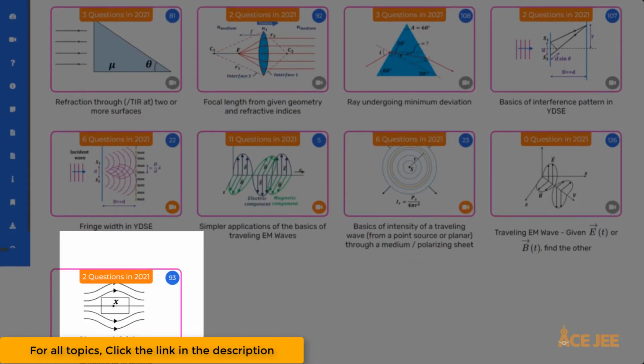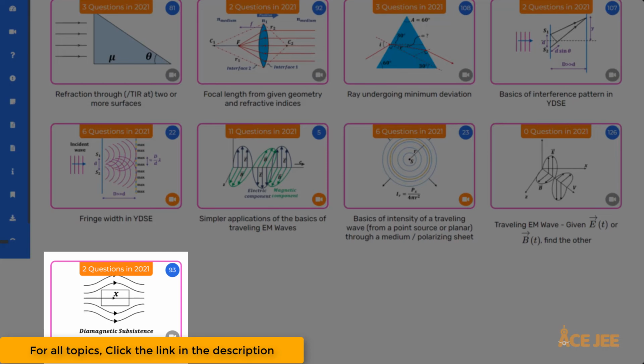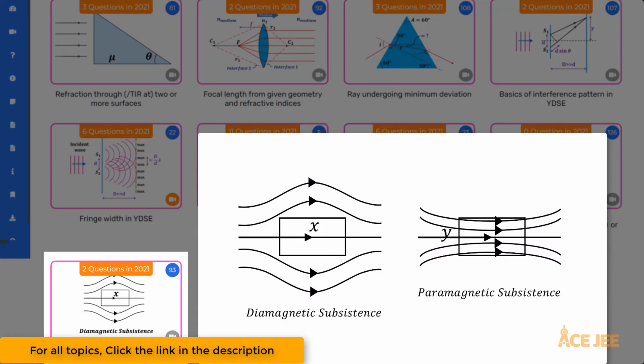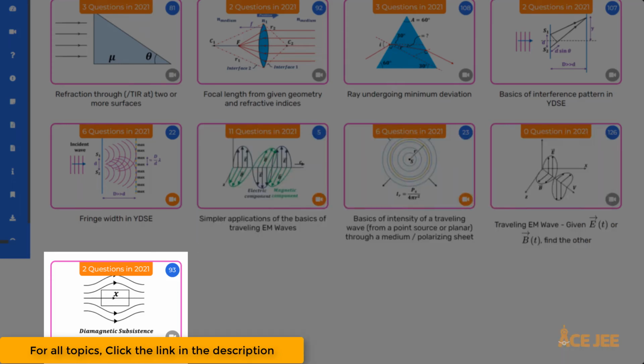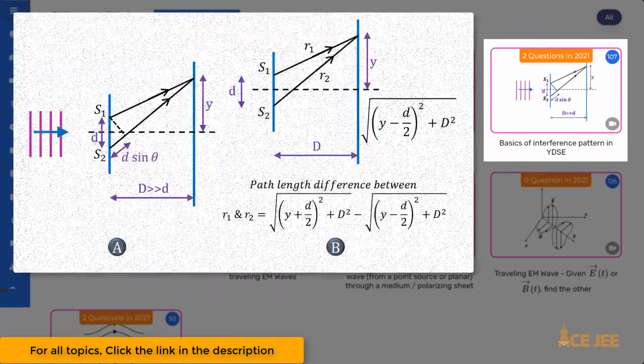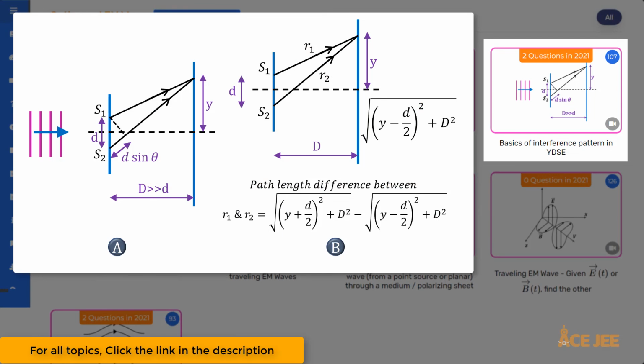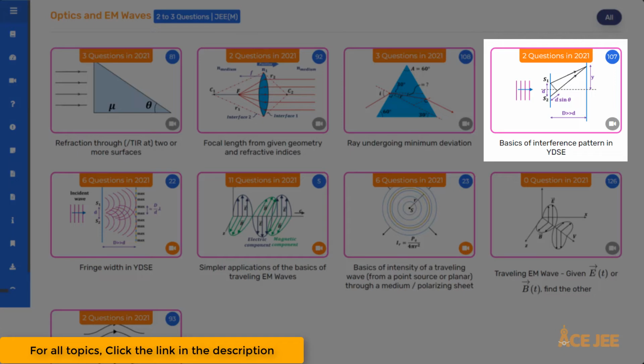Moving on, in the next important question type, you might be tested on your understanding of diamagnetic, paramagnetic, and ferromagnetic materials. So read through the notes to make sure that you have all the key information at your tips. In the next one, you will be tested on your understanding of the relations for maxima and minima in Young's double slit experiment. So read through the notes and solve few questions.